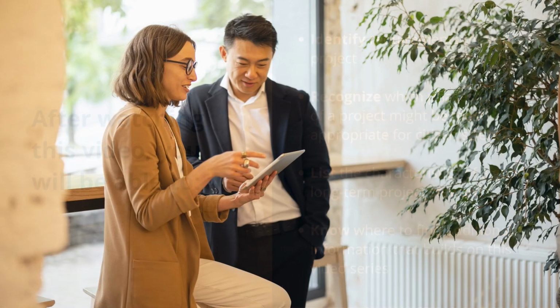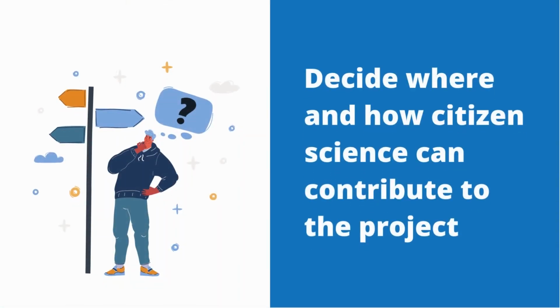By this point in your project, you've talked with potential partners and stakeholders about their goals and priorities, and you've probably held meetings with your own agency to discuss legal requirements for the site. Now it's time to decide where and how citizen science can contribute to the project.